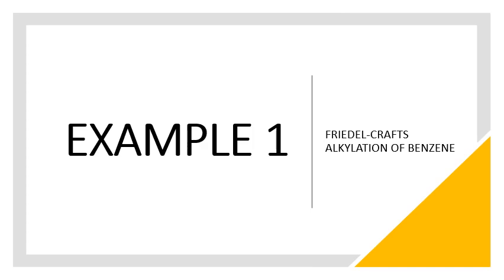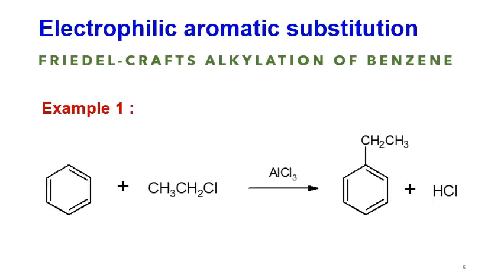Mari kita lihat contoh yang pertama. For the first example, let's say we have a benzene react with chloroethane in the presence of AlCl3, the reaction produces ethyl benzene. How to write the reaction mechanism for this reaction?